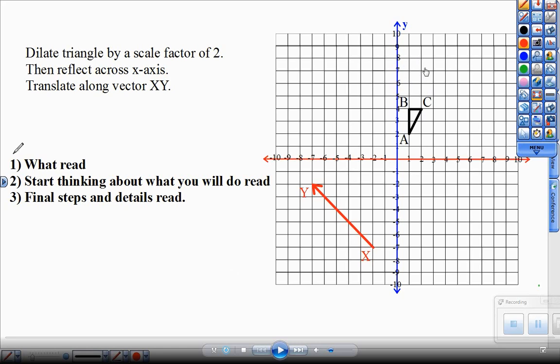Reflection, I'm going to make sure when my triangle is dilated, I'm going to do equal distance on either side of this line, the x line, reflect it, I'm going to flip it. Then translate means once I get that triangle, I'm going to slide it along this arrow, which has a left 5 component, up 5. So the third read, we want you to really get with the details here.